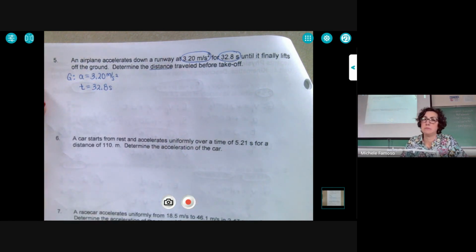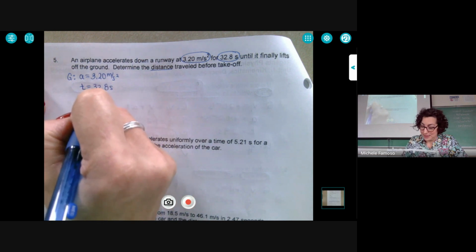It's an airplane taking off down a runway. You've been on an airplane before, right? No? Okay. Is the airplane moving when the passengers get on it before it takes off? Okay, so what else do you know? Vi is 0 meters per second. There you go.